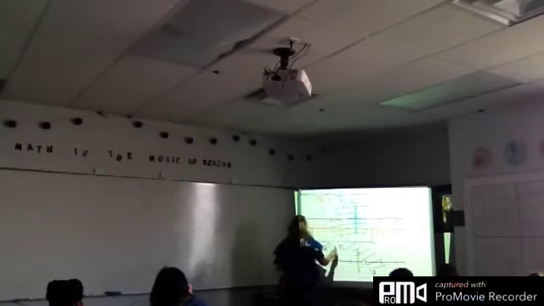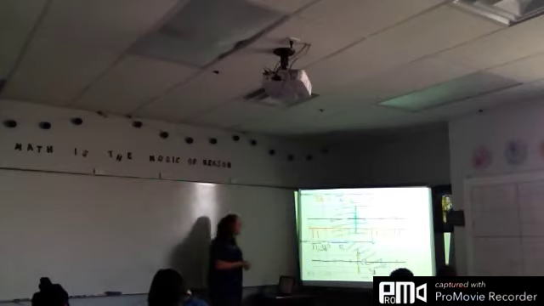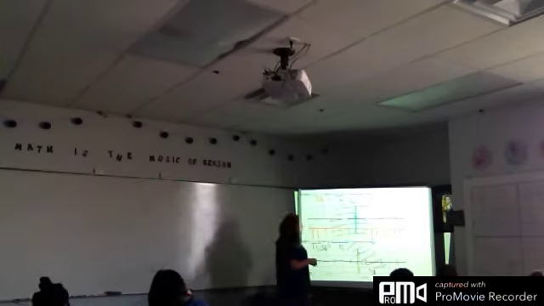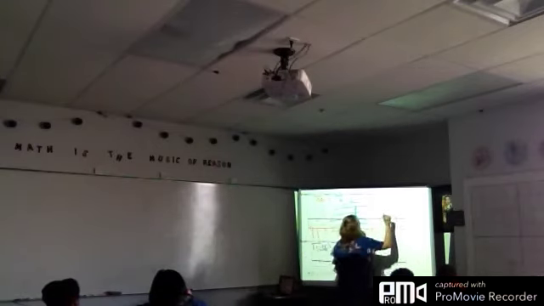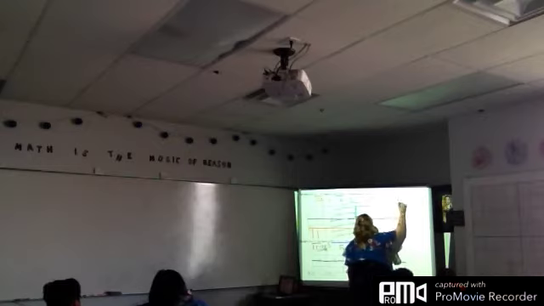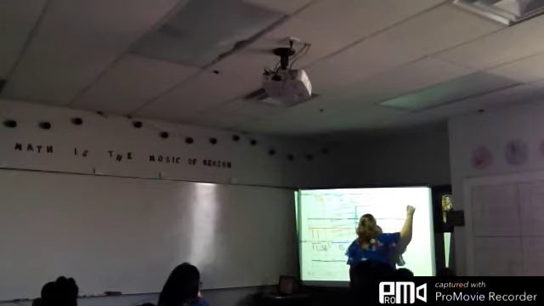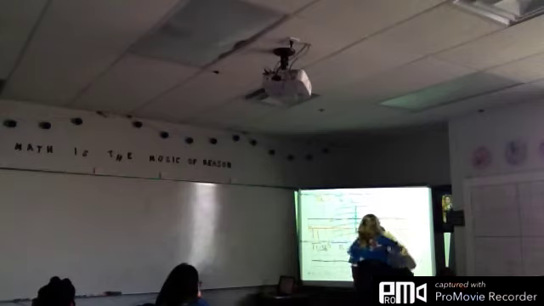Okay, next one. 5x minus 2y is less than or equal to -4. What do I need to do first? Put it in slope intercept form. I'm gonna start it up here so that I can have room. 5x minus 2y is less than or equal to -4. What do I do first?